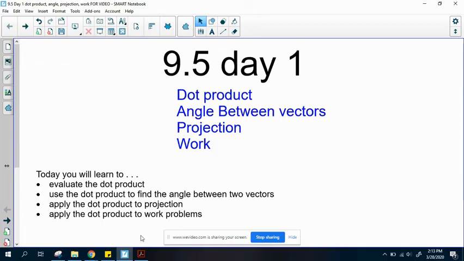Between two vectors, how to find projection, and how to find work. So I'm going to quickly go through each of these four, and then there is a note sheet for you to have some practice problems, and the answers will be posted to those as well. But this video is just going to quickly go through how to do all four of these.